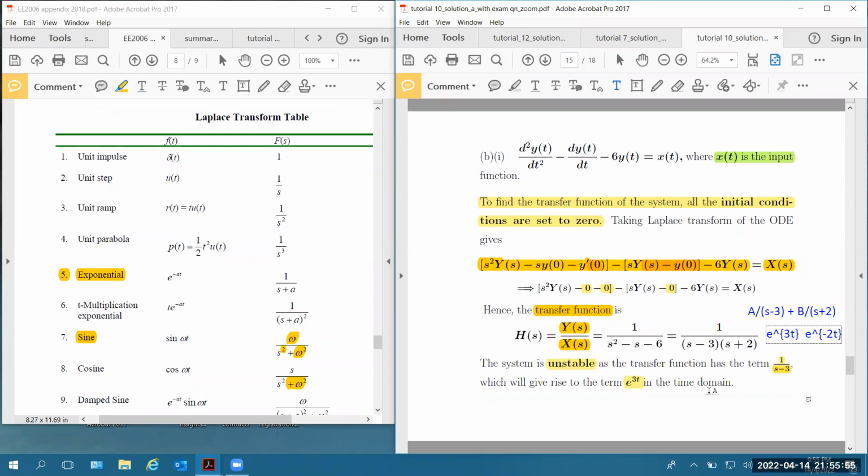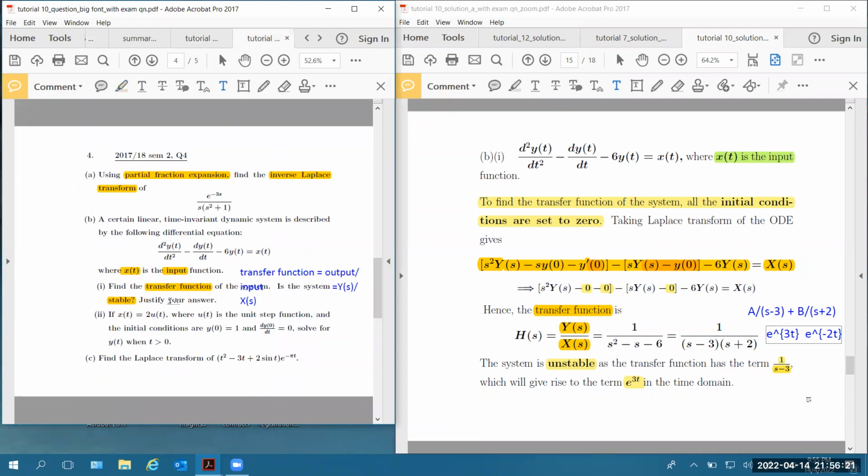So that's why we say the system will be unstable, because the transfer function has this term, which will give rise to e to the power of 3t, and that will make it unstable. Now, this is part B. So that's part 1.